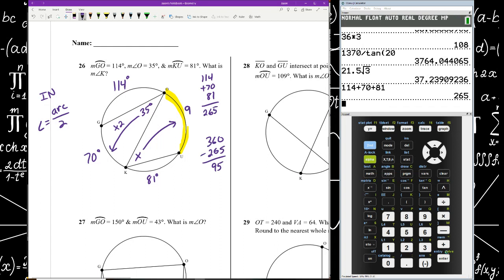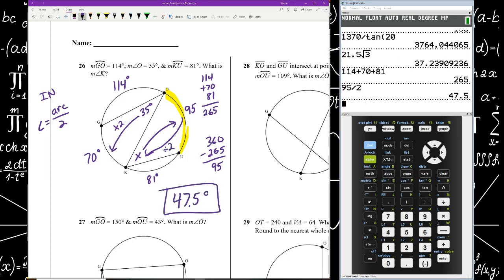But going from arc to angle, like we're looking for, we divide by 2. 95 divided by 2 ends up giving us 47.5 degrees as our actual final answer.